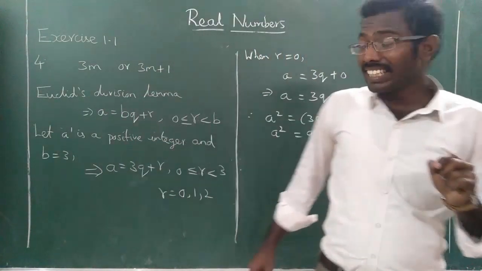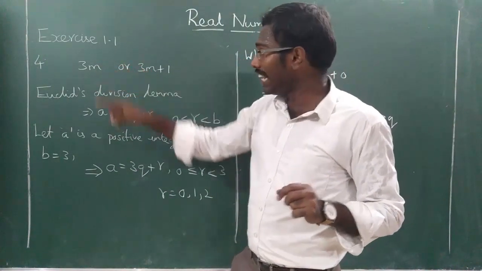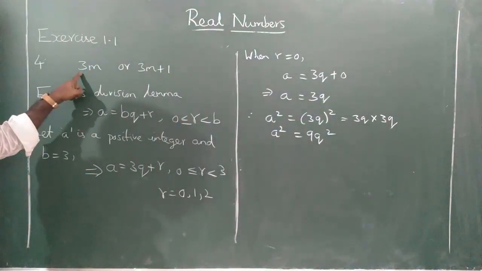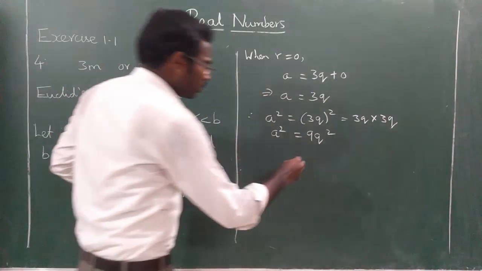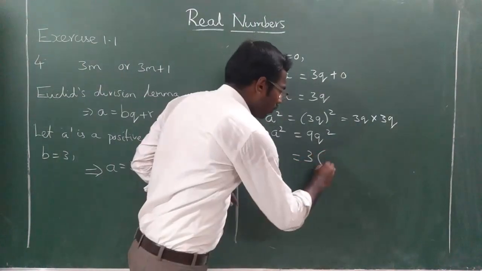But in the question it is given it should be of the form 3m or 3m plus 1. So 3m means here we should take one 3 commonly outside. For example, if we take 3 commonly outside, what will remain?